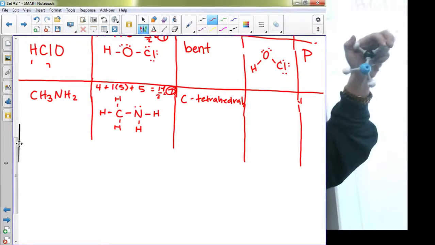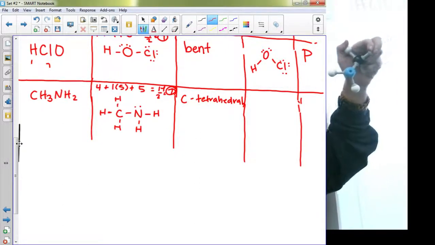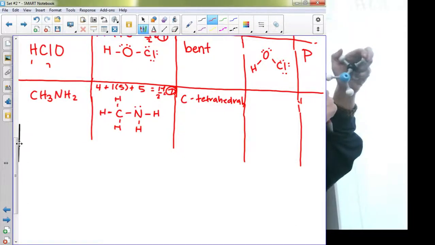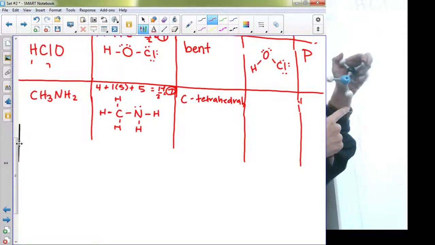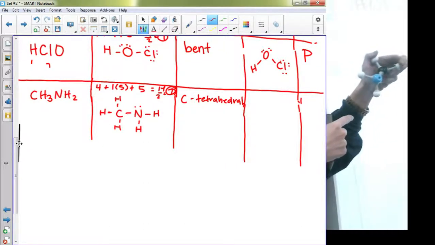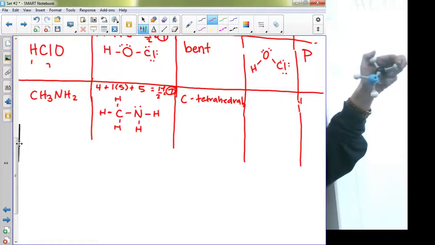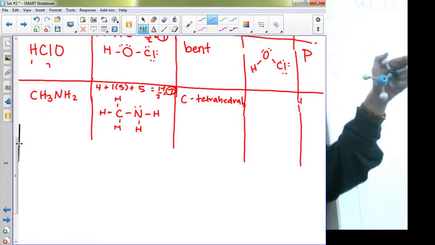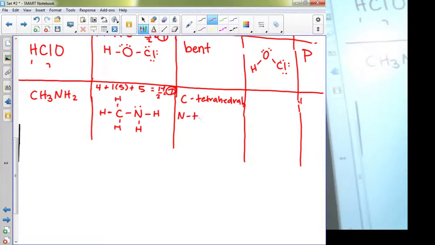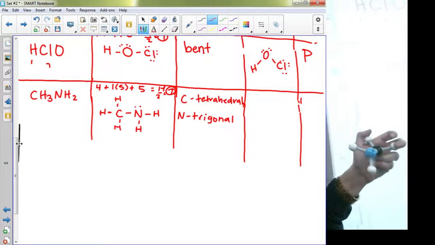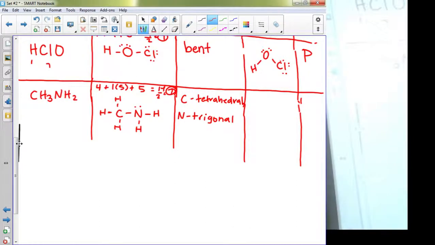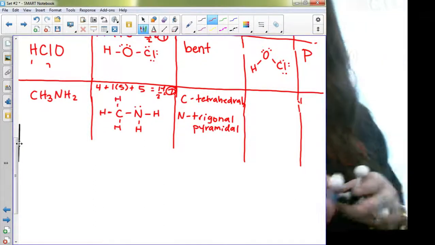Now, if I look at my nitrogen, now I pretend like those hydrogen on the carbon aren't there, so I've got my center nitrogen, and then I've got 1, 2, 3 things bonded to it, so I know it's got to be what? Trigonal, okay? So I know around the nitrogen it has to be trigonal. Now is it going to be trigonal planar or trigonal pyramidal? It's going to be pyramidal. How do I know it's going to be trigonal pyramidal? Because it's got that lone pair there, so that means those hydrogen get bent, right?